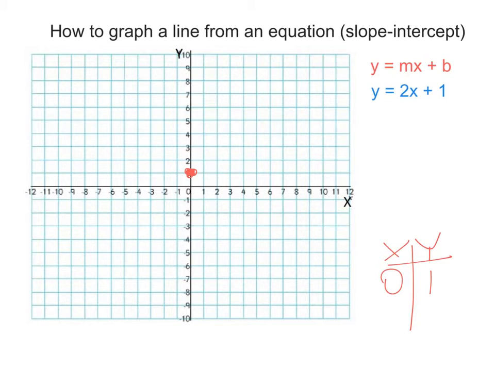There are two ways I can go from here. The first is I can start putting in other values for x, 1 and 2, and see what happens. If I put in 1 for x, I get y equals 2 times 1 plus 1. 2 times 1 is just 2, plus 1 equals 3. And I can plot that at 1, 3.